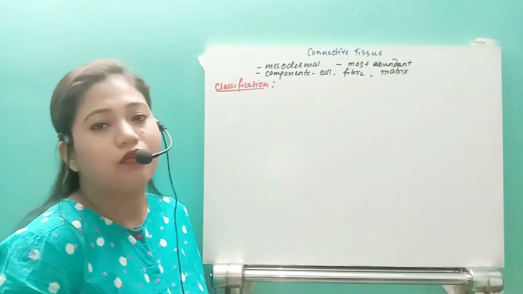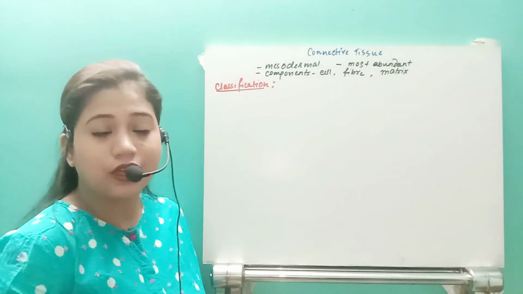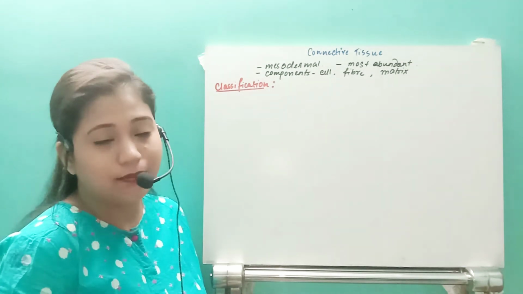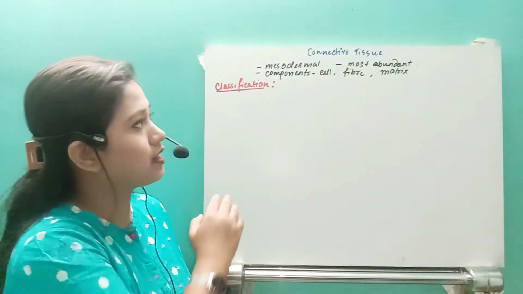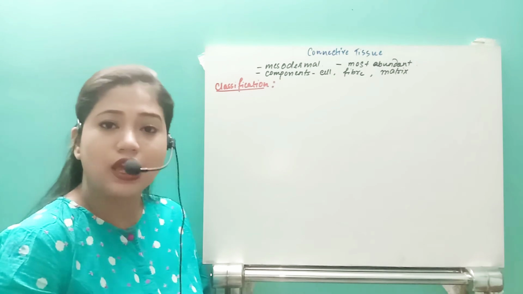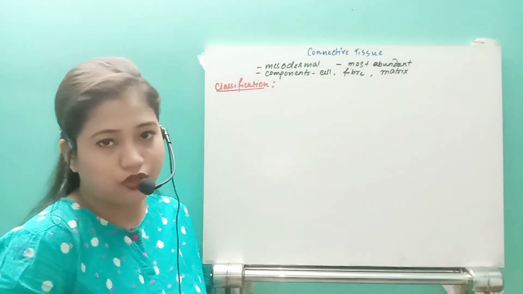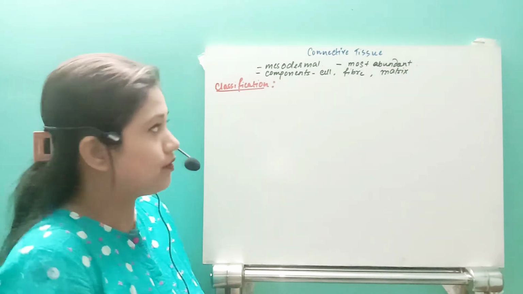Like one example of dense connective tissue, you will be given 4 examples, and from those 4 you have to find out the correct one. So that's why classification in connective tissue is going to be very much important. So let's just start the classification.